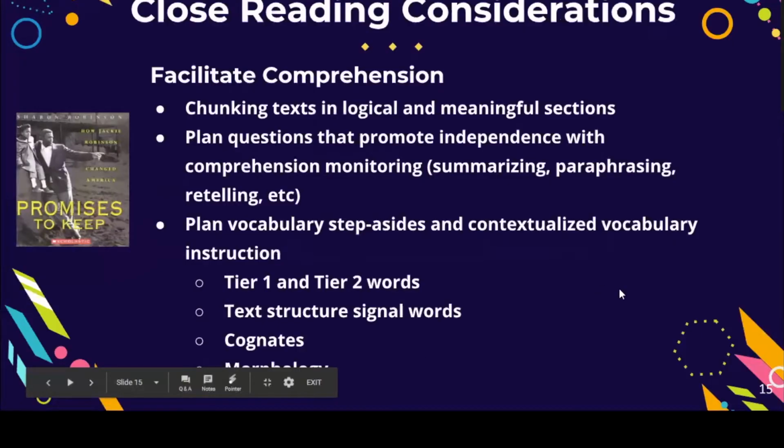So some of the considerations for close reading, facilitate, and we'll think of it as facilitate, our role here is to facilitate comprehension. And so chunking text in logical and meaningful sections is key to this, because if you plan to read an entire text that's long and very dense, it's easy for the kids to get lost in you defining words and trying to explain things. But if we look for chunks that are logical and meaningful, they plan and build right into the next step.